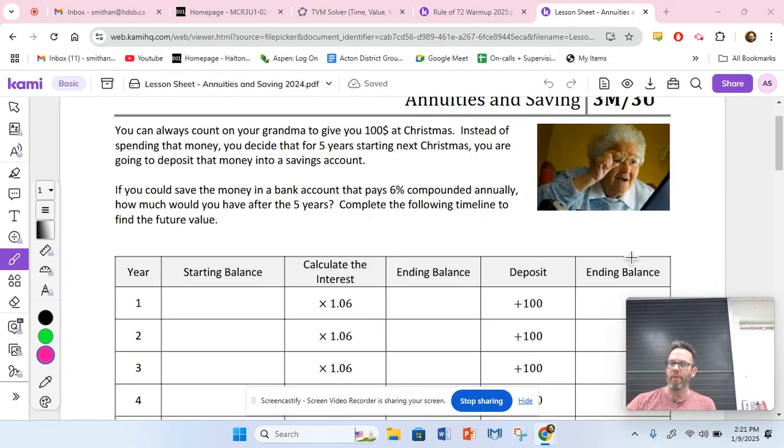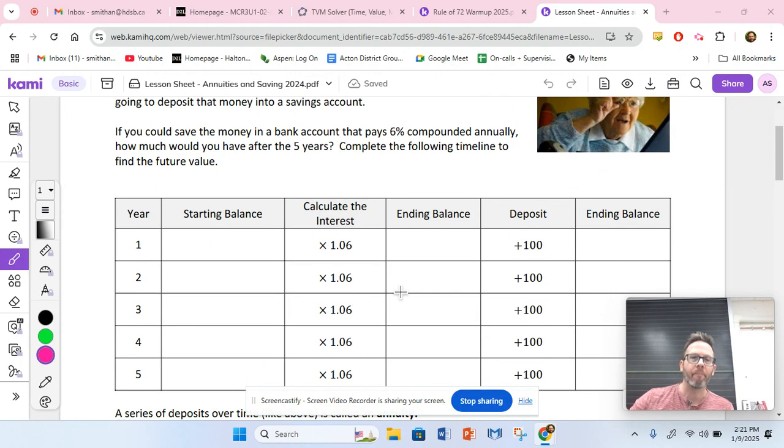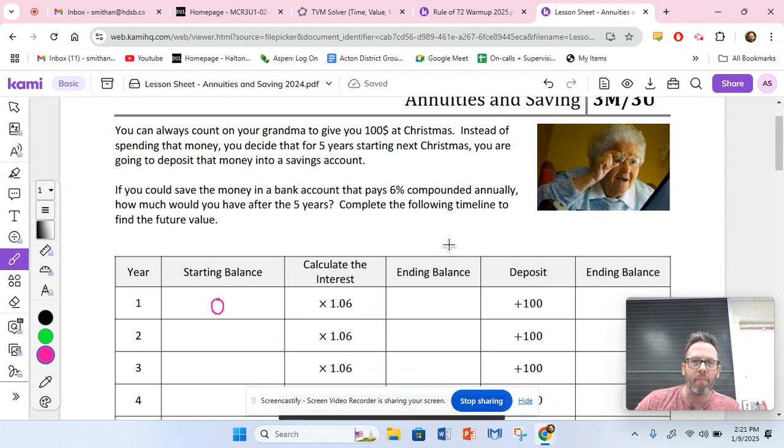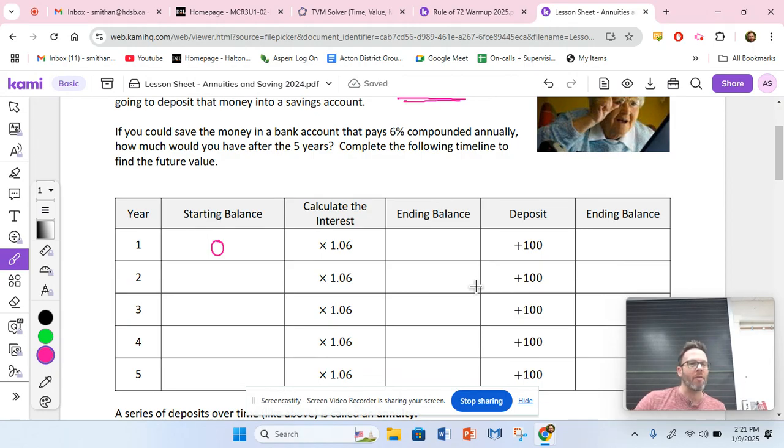So at the very, very end of year one, well, you start year one with zero because it's at the end of the year, at Christmas, that Granny gives you some money. So if you start with nothing, the interest on that, if you multiply that by 1.06, is also nothing. But then good old Granny at Christmas time gives you that $100. At the end of year one, you have $100. Yay, you.